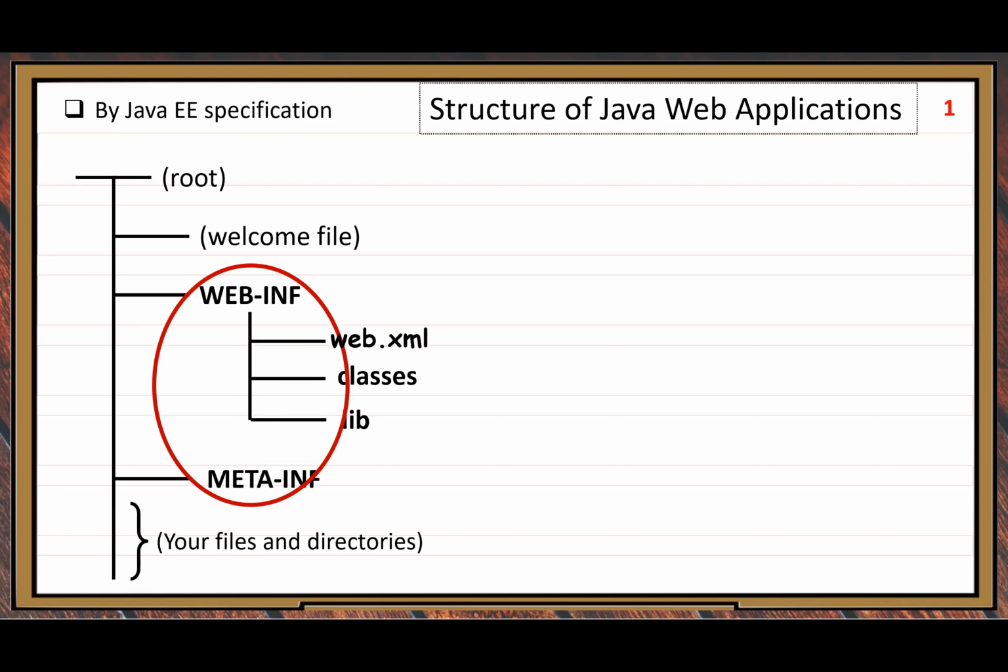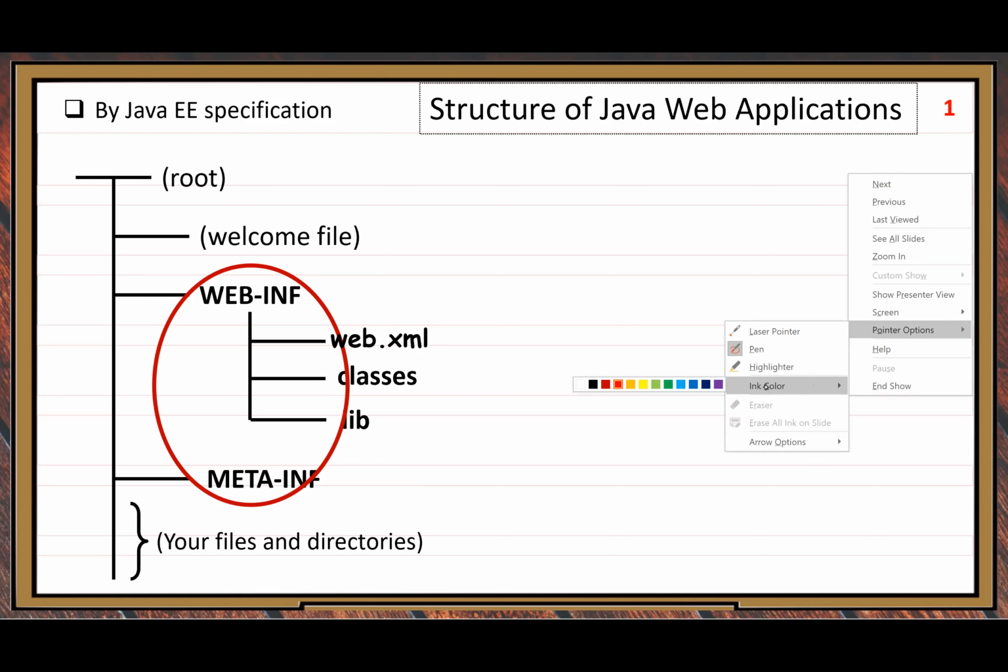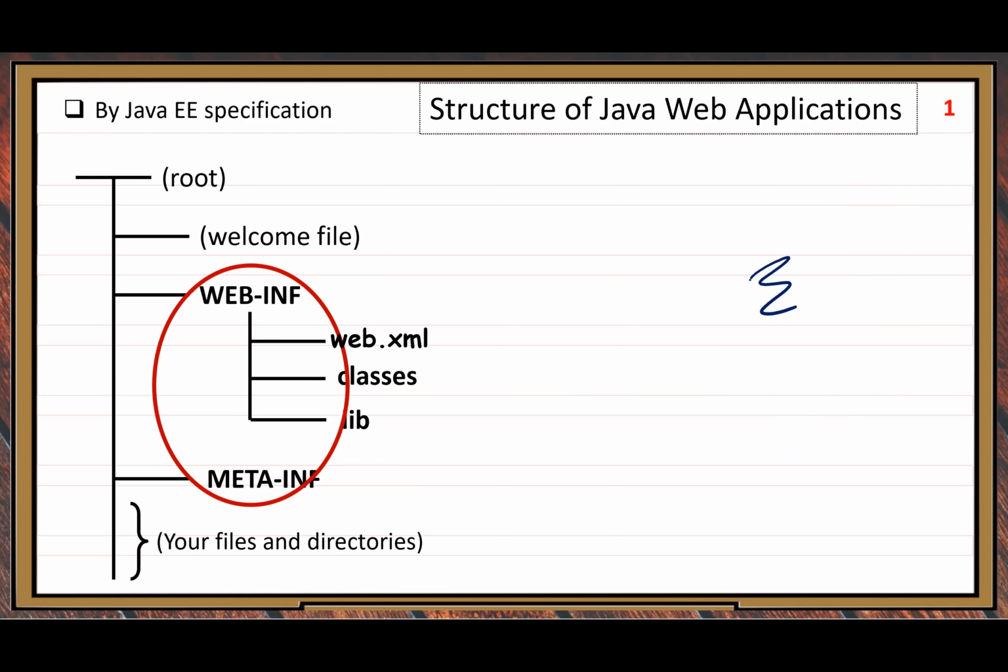The structure, look at this diagram. This is a typical structure of a Java web application. The root, the context root, okay? Starting from the root, that's what we talk about. Let me change the pen color. All right, so this is the context root.